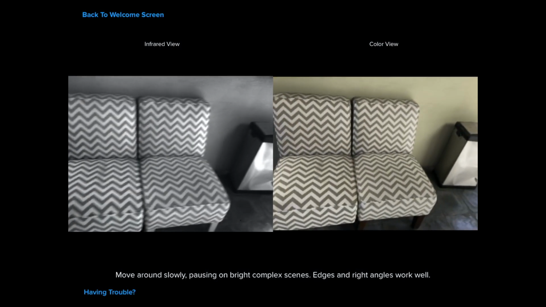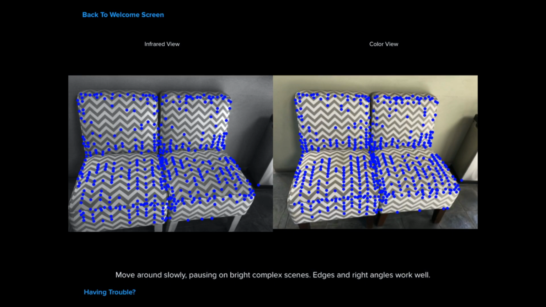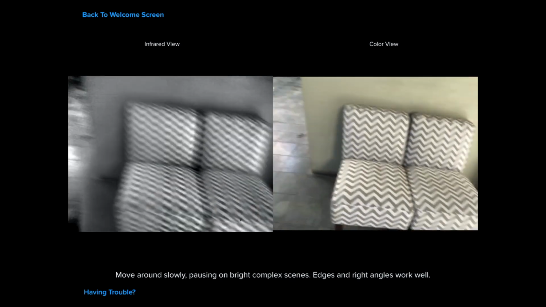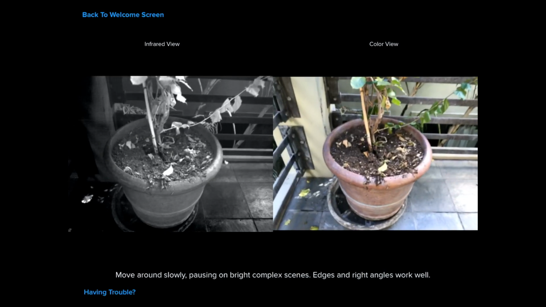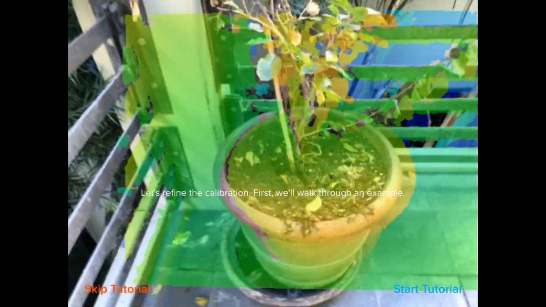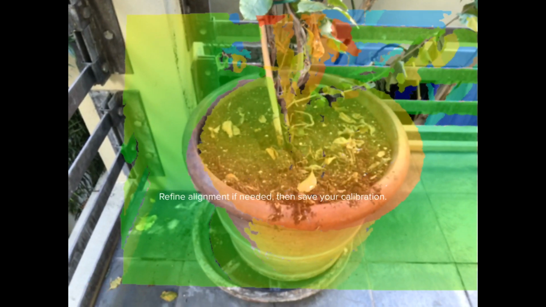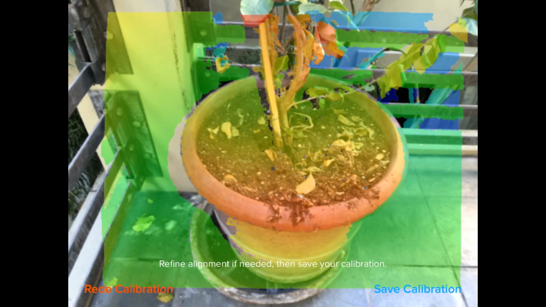Here, the contrast can be seen between the gray and white fabric in the chevron pattern, as well as where the pattern is cut at the cushion seam. And nature provides plenty of sharp, distinct angles. Once the software is satisfied, it will proceed to the next step of aligning the depth to your color camera.